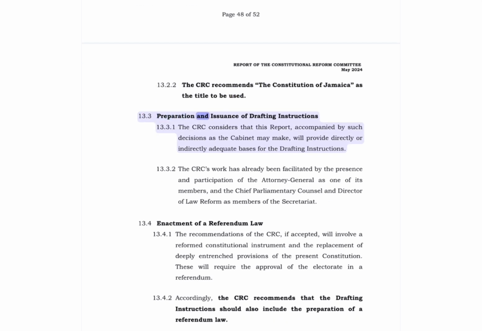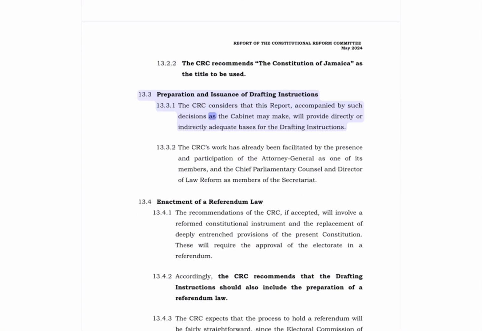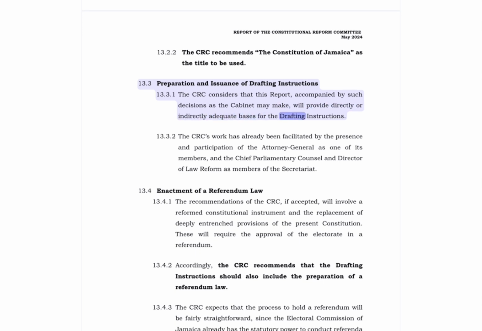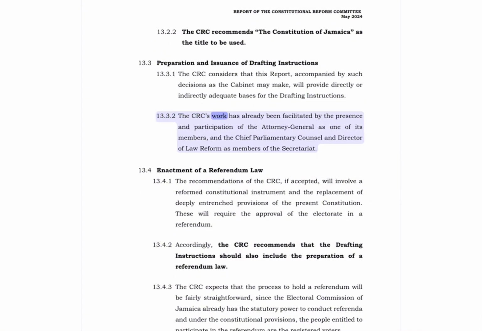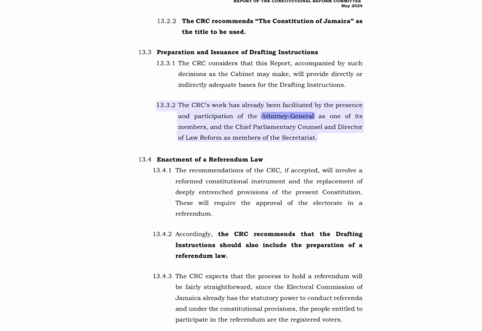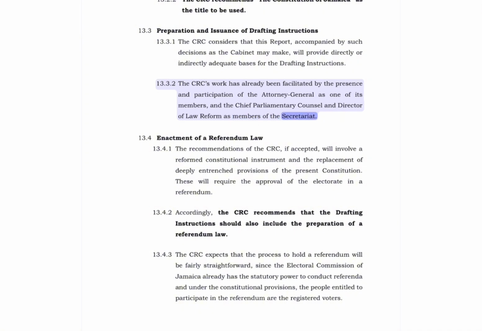13.3 Preparation and issuance of drafting instructions. 13.3.1 The CRC considers that this report, accompanied by such decisions as the Cabinet may make, will provide directly or indirectly adequate bases for the drafting instructions. 13.3.2 The CRC's work has already been facilitated by the presence and participation of the Attorney General as one of its members, and the Chief Parliamentary Counsel and Director of Law Reform as members of the Secretariat.